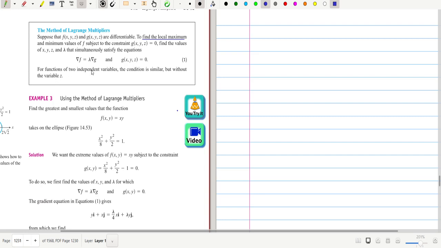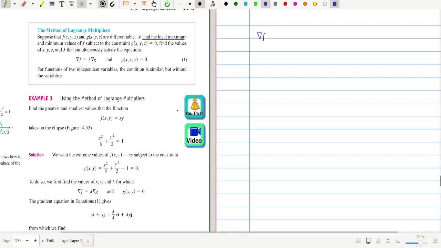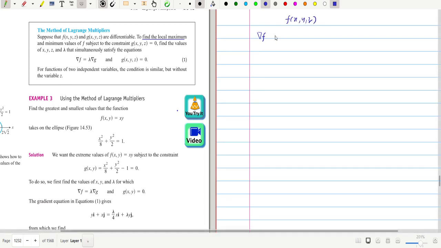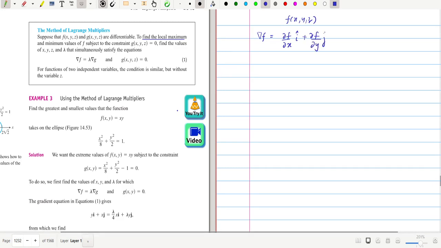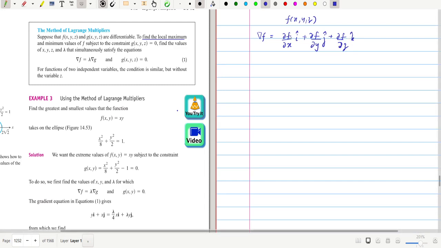For functions of two independent variables, the condition is similar, but without the variable z. So that is analogous to this one. This gradient f is defined as follows: if f is a function of x, y, and z, then gradient f is the partial derivative of f with respect to x times i, plus the partial derivative of f with respect to y times j, plus the partial derivative of f with respect to z times k. So this is the gradient of f.